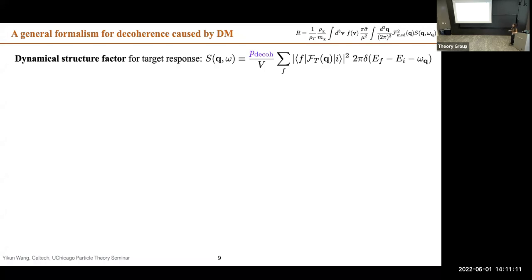So let me first talk about the first factor here, which has a very clean analytical expression. It is simply 1 minus the exponential of iq.